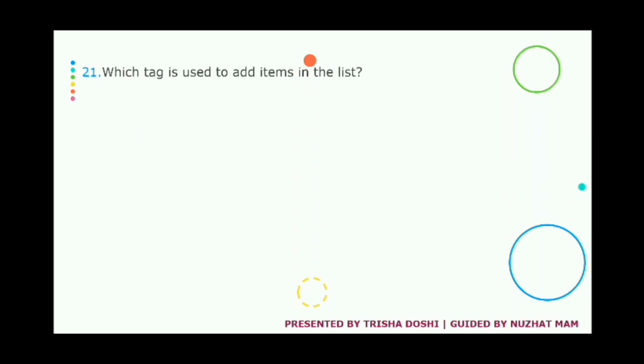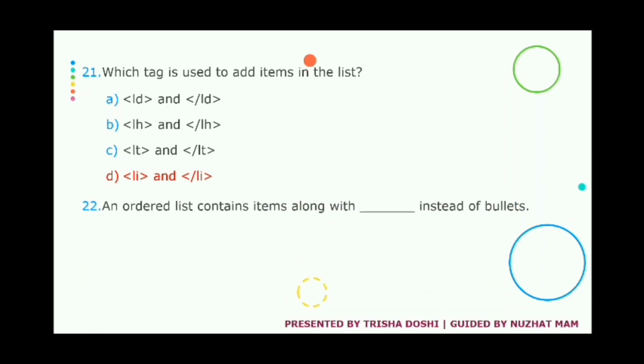Question 21. Which tag is used to add items in the list? A. LD tag pair, B. LH tag pair, C. LT tag pair, D. LI tag pair. The correct answer is D. LI tag pair.